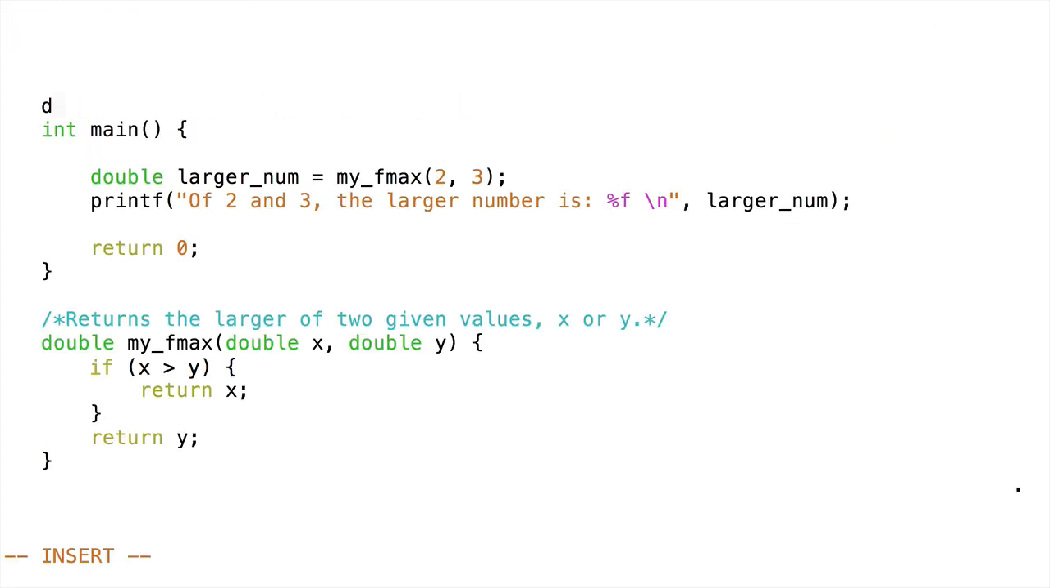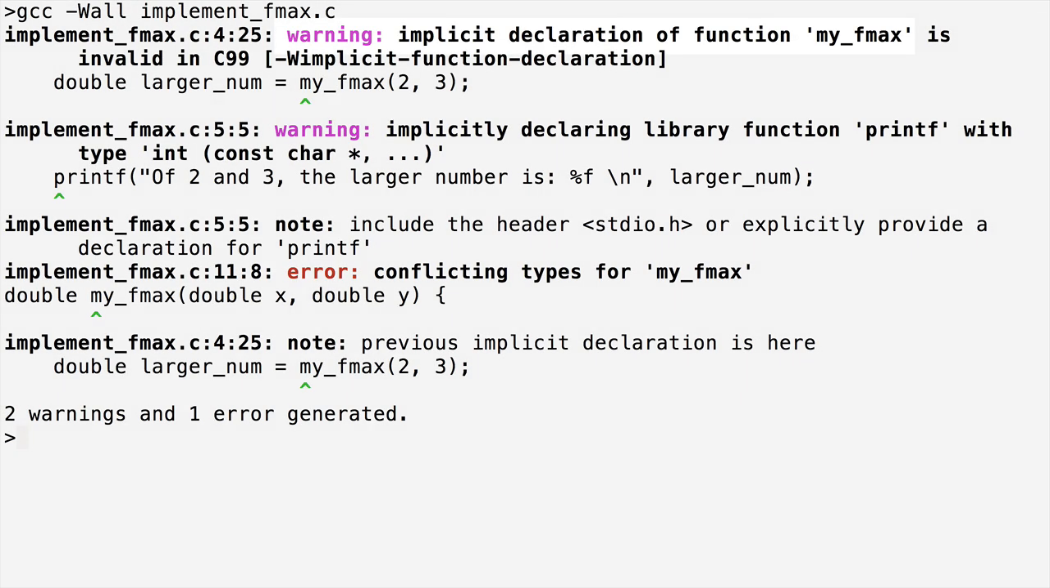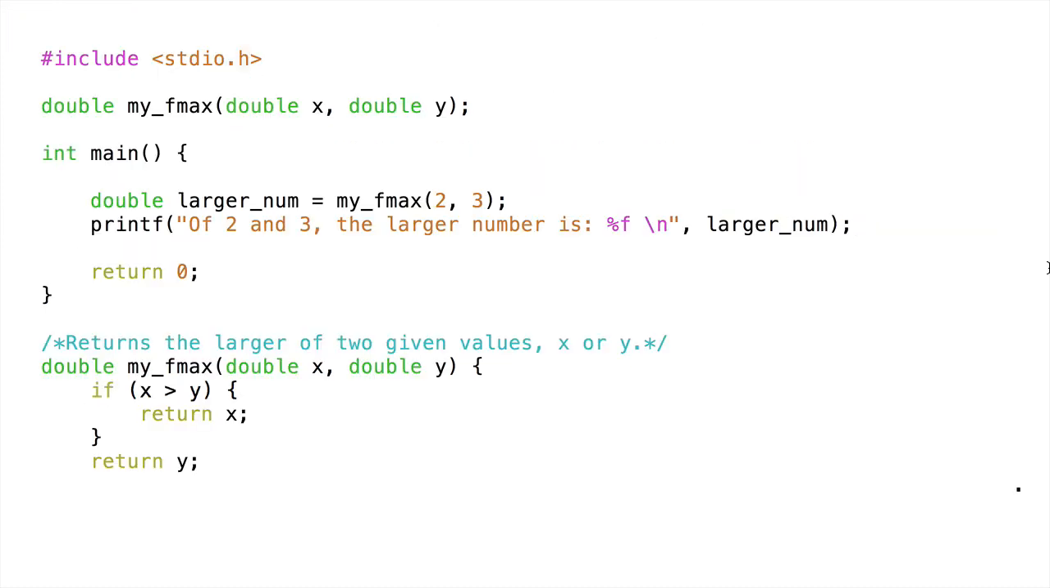Similarly, if we remove the function prototype, we get the same warning about using a function without declaring it. However, we also get an error because the compiler had to guess how to call the function, and it didn't guess correctly. The program doesn't compile at all. So we need the prototype when we declare our functions. It lets the compiler do its job.